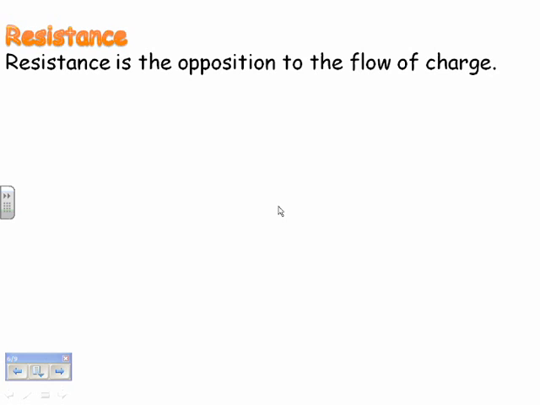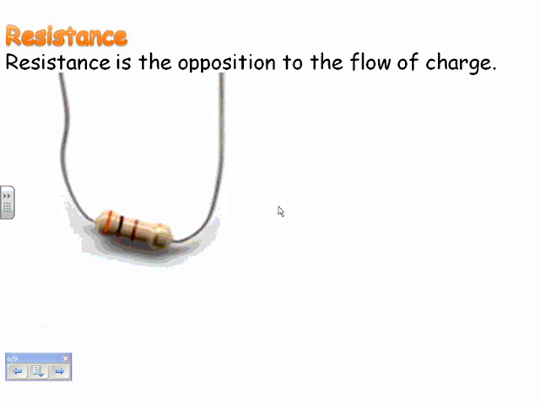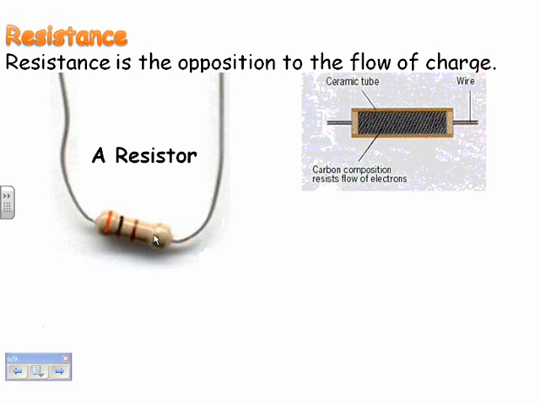Now resistance is really just the opposition to the flow of charge. This right here is a resistor. We're going to be dealing a lot with resistors as we go through this unit. And you notice how there's 3 different colors here. There's an orange, there's a black, and there's a brown. Well, there's actually 4. There's a gold one here. There's a way that you read these particular colors, and you're going to have to know how to do that as we go through some of the labs that we're going to do.